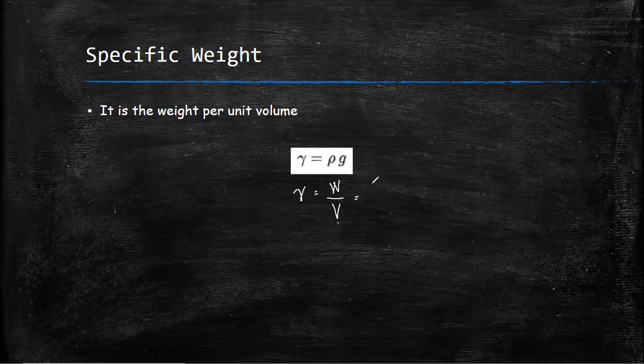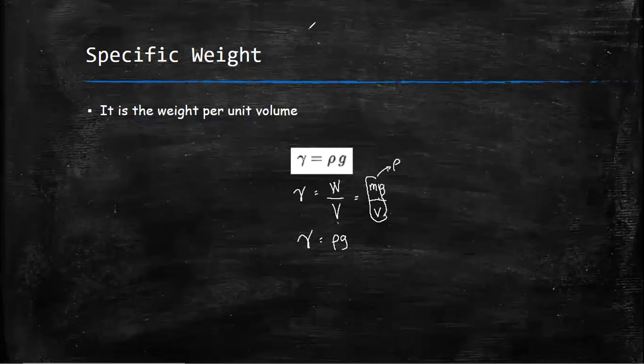So we know that weight is equal to mass times the gravitational acceleration. And knowing that mass over volume is equal to density, our specific weight is equal to density times the gravitational acceleration.